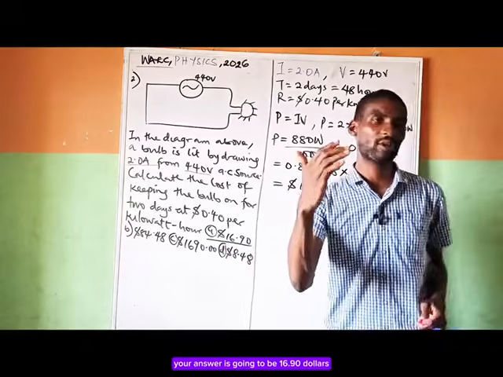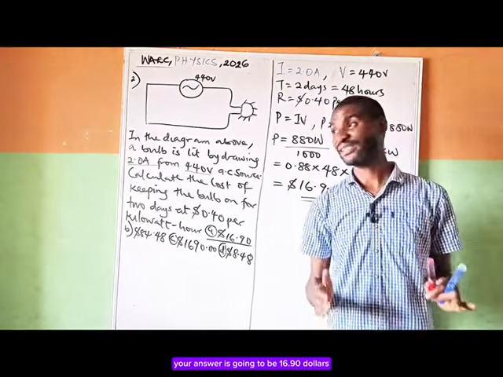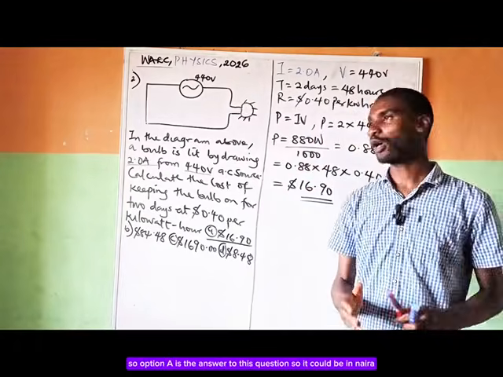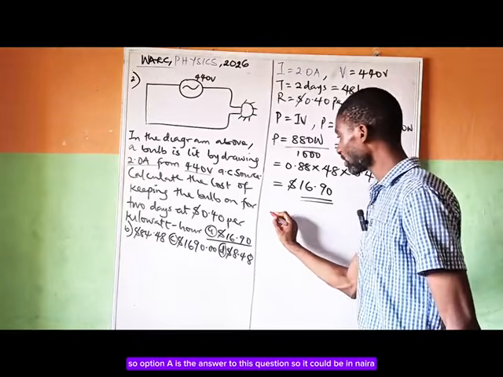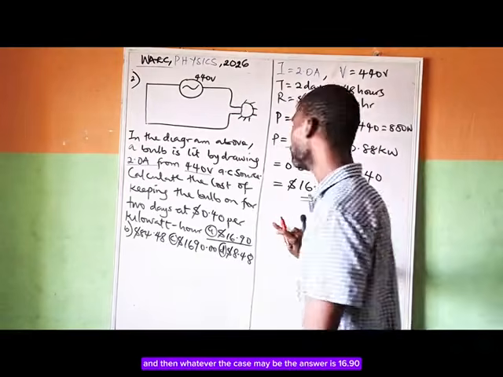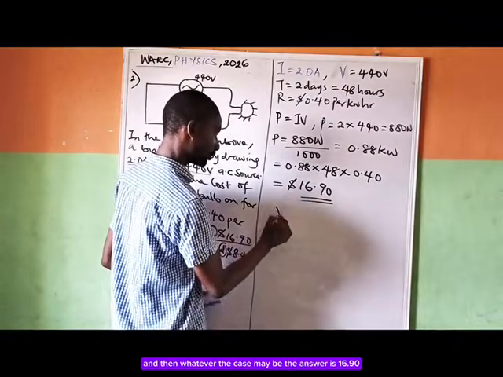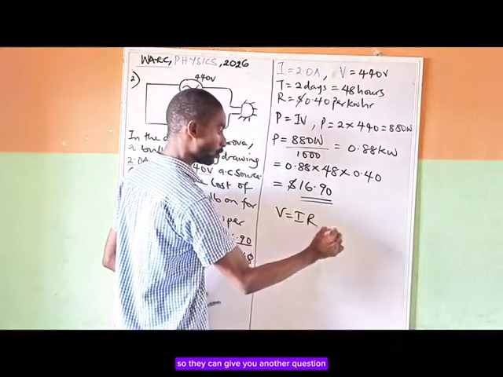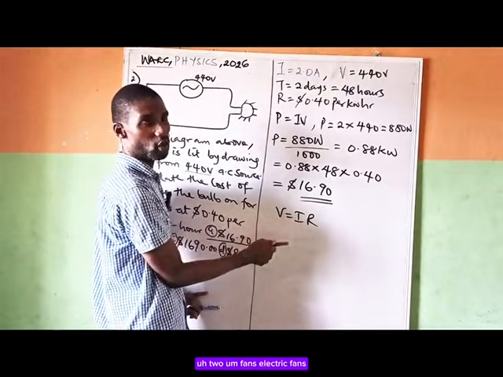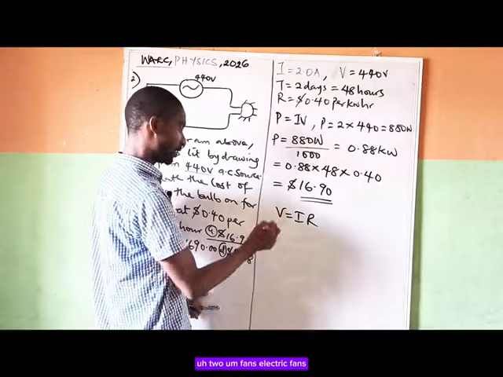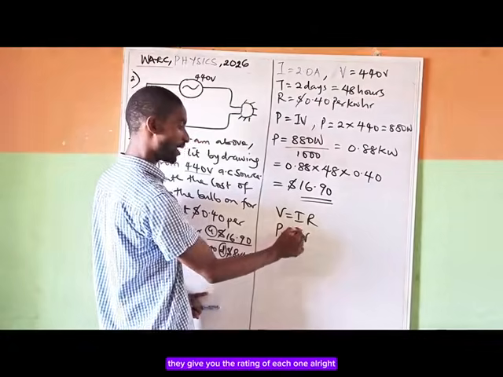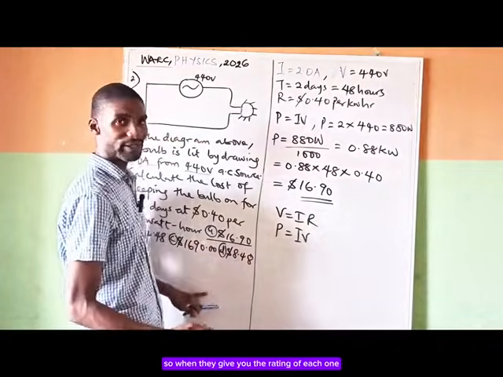So before I close, let me quickly give you some basic formulas that you're going to be using for electricity that can help you. The first one is V equals IR, which is Ohm's law. So I'm giving you these equations. V equals IR, that's Ohm's law, where V is the voltage, I is the current, R is the resistance. Then you have P equals IV, power equals current times voltage.